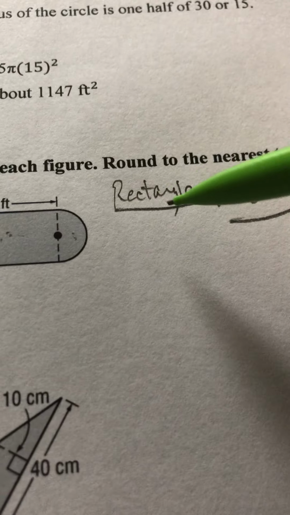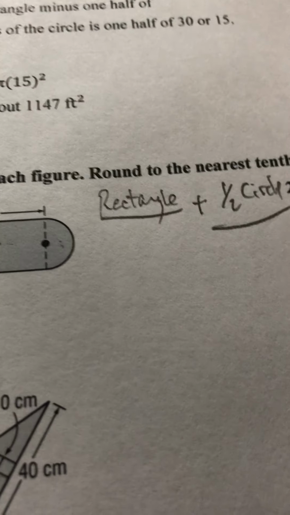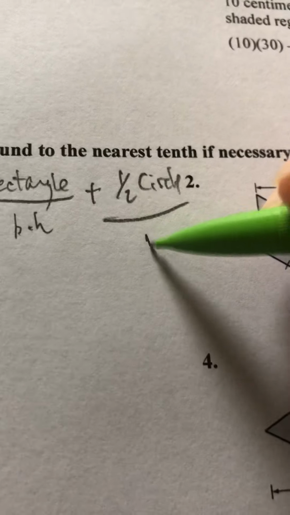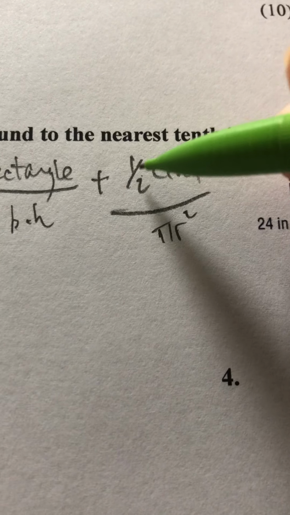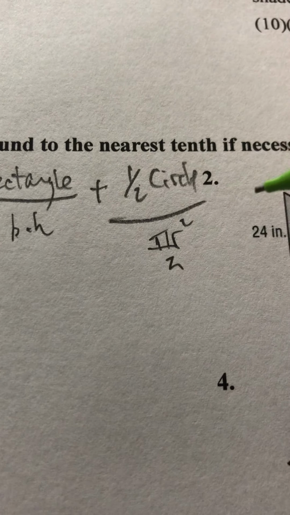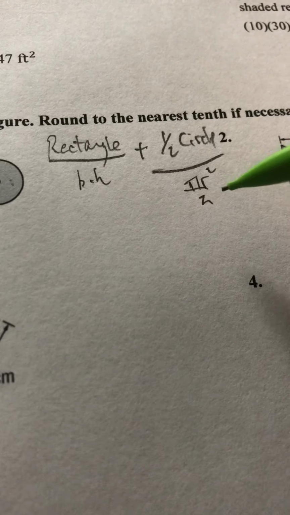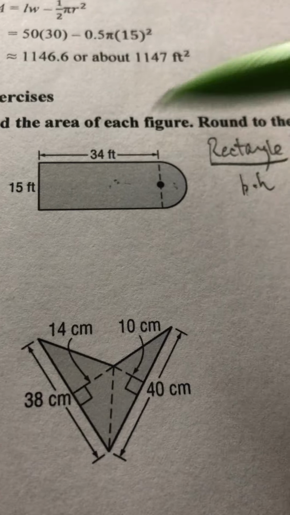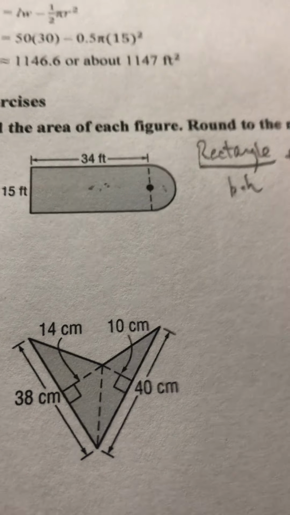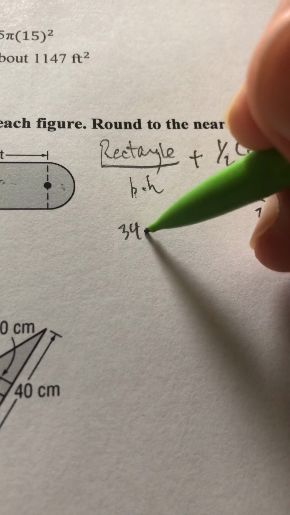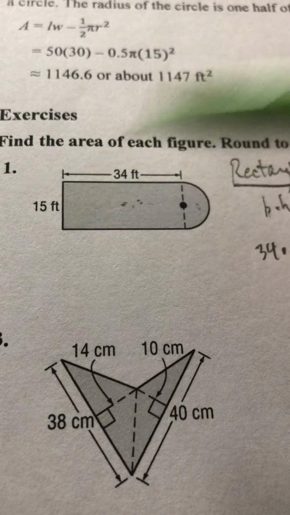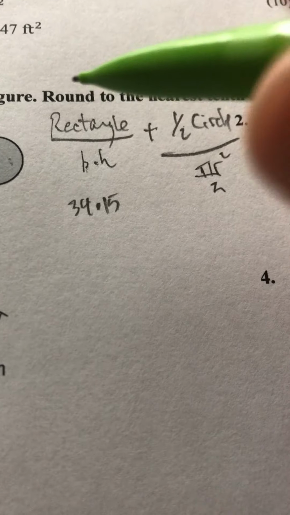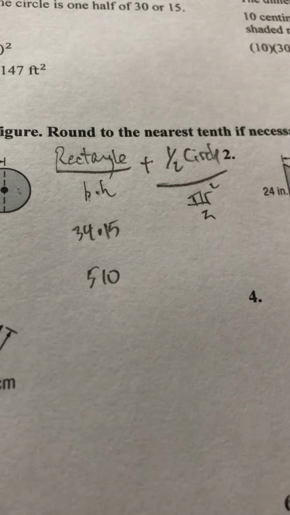Okay, and then I write the formulas of a rectangle. So the area of a rectangle is base times height. The area of a circle is pi r squared, but since we're doing half of a circle, we divide by 2. And then I just plug in my numbers. So the base of the rectangle is 34, times the height of the rectangle is 15. Okay, I multiply that, it's 510.